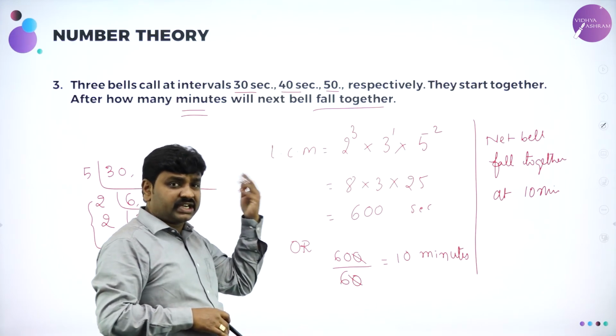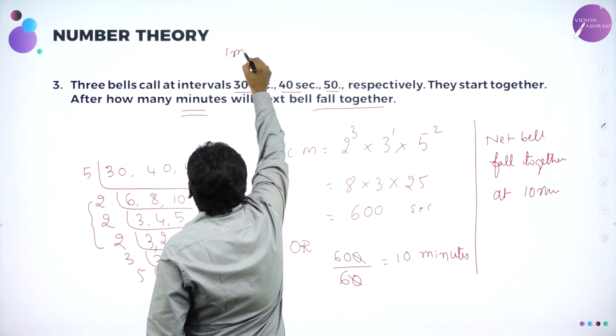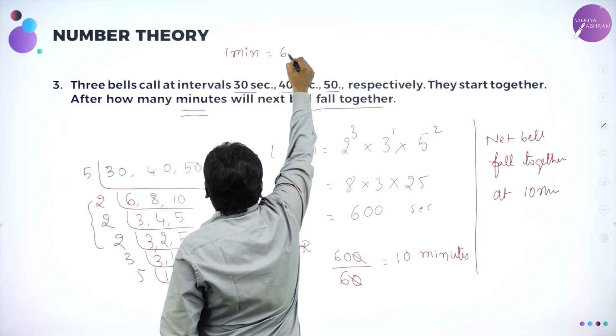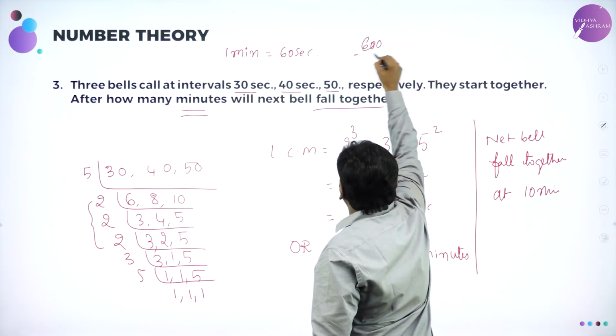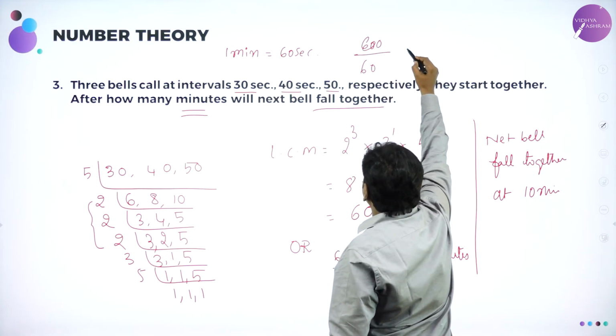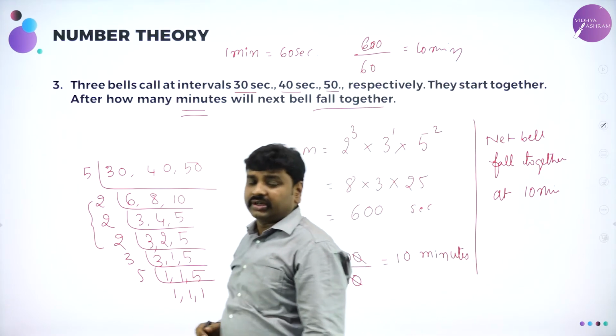How to convert seconds to minutes? Divide by 60. All of you know what 1 minute is? 1 minute is 60 seconds. Do you agree or not? That's why we got 600 seconds. After you get 600 seconds, divided by 60, it will become 10 minutes. So after 10 minutes, all fall together.